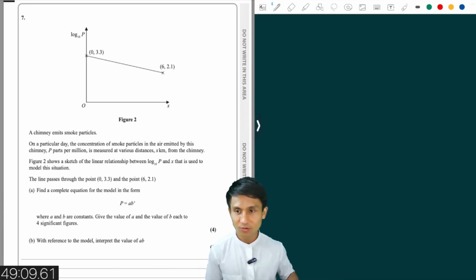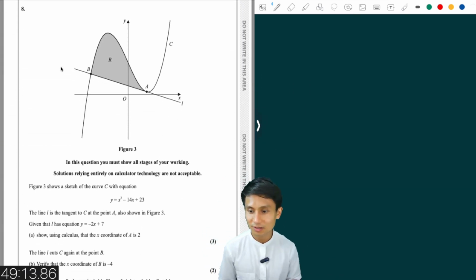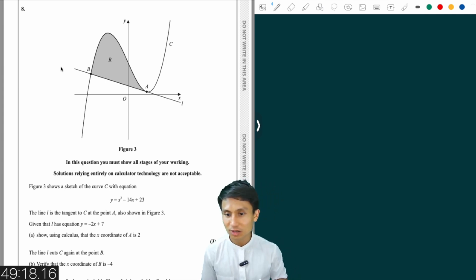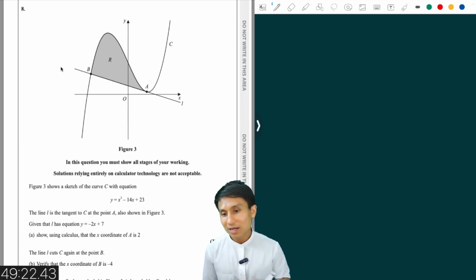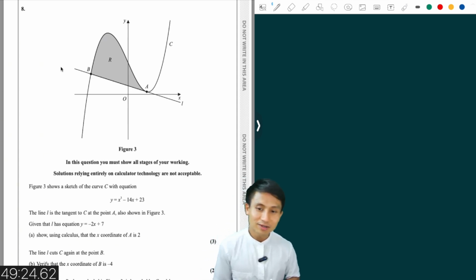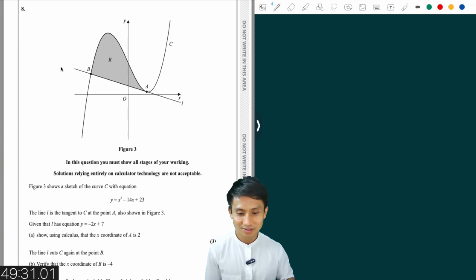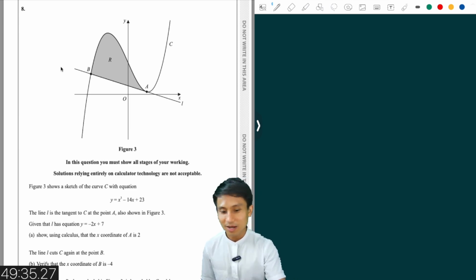Okay, so next, question number 8. Ooh, we get some graphs here. Okay, in this question, you must show all stages of your working. Solution relying on entirely calculator technology not acceptable. All right. Well, back in the days, they didn't need to write that every time, because our calculator was kind of not that good. It couldn't even do quadratic solving actually. All right. Anyway, number 8.